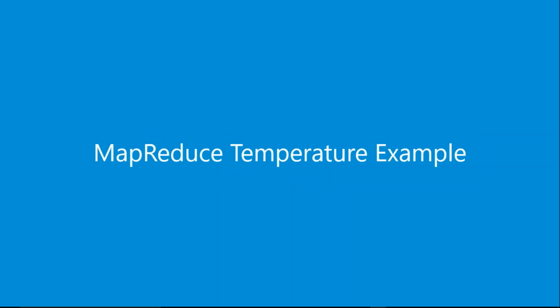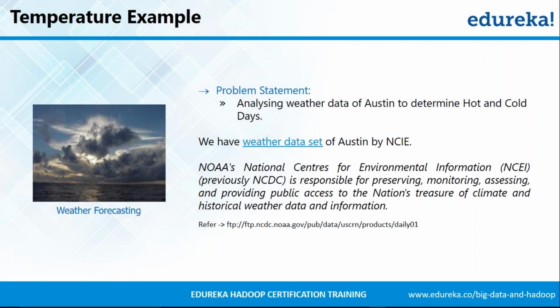The very first example is the MapReduce temperature example. Now let's understand what it is. The problem statement of this example is we need to analyze the weather data of Austin to determine the hot and cold days that were there. Now what we are doing is we are using the data set that is present at NCEI, which is nothing but the National Centers for Environmental Information.